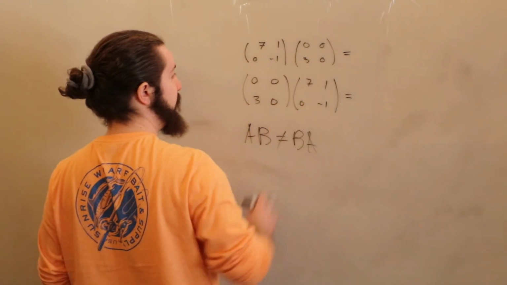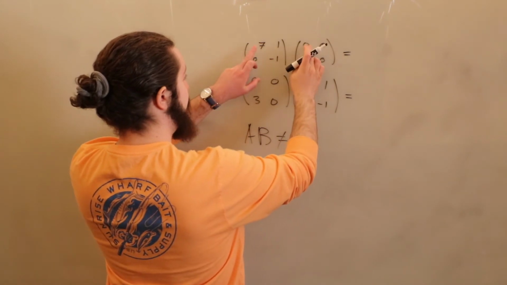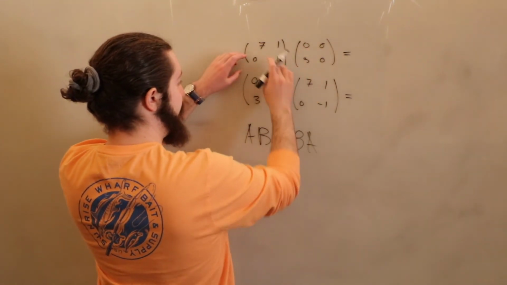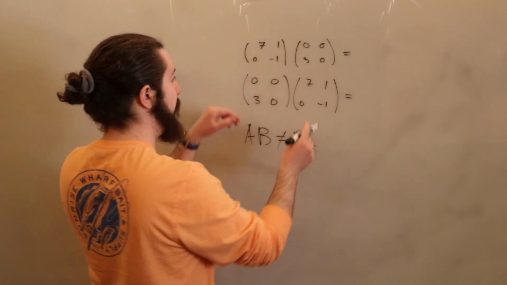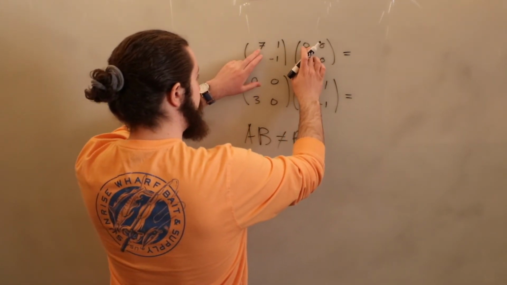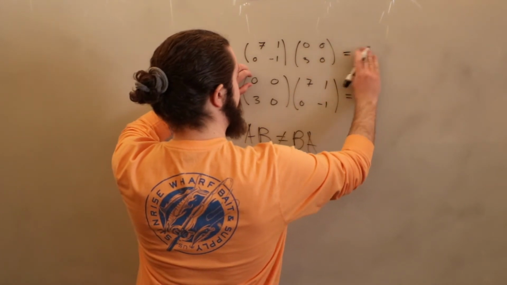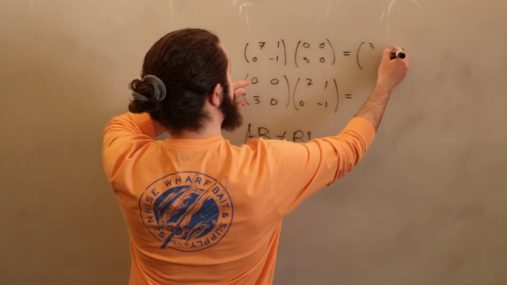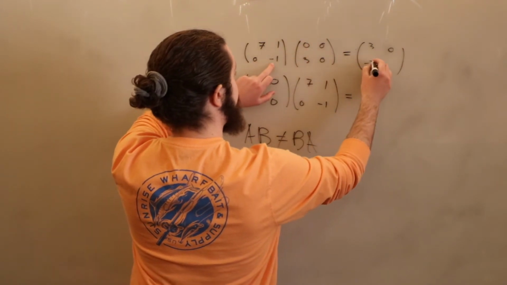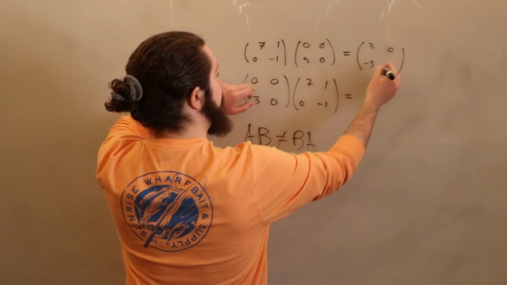So let's do an example here. So 7 times 0, you see this matrix is the same as this one, and this one is the same as this one. We're just going to multiply it both ways and see what happens. Well, 0 plus 3 is going to be 3. 0 plus 0 is 0. 0 plus negative 3 is negative 3. 0 plus 0 is 0.